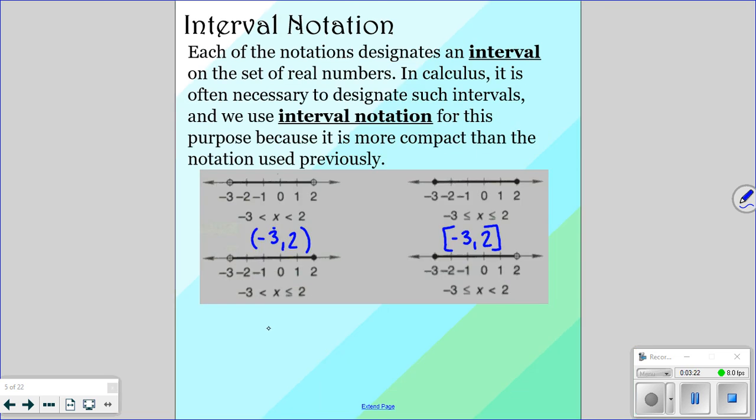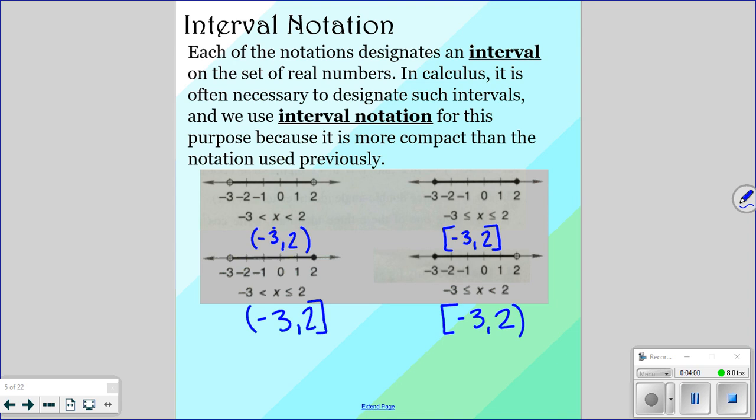Over here on the left, does anyone want to take a guess as to what it would be? It's going to be open parentheses, -3, comma 2, and then a bracket to close it out, because it's not including -3, but it is including 2. Okay, for this next one, any ideas? It's going to be bracket, -3, comma 2, and parentheses. So those are the 4 interval notations for that one.